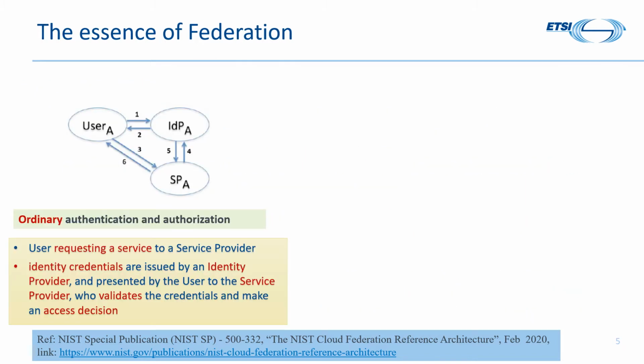But what is the essence of a federation? Essentially, in a traditional domain, a user requesting a service to a service provider needs to comply with ordinary authentication and authorization. Then some formal identity credentials are issued by an identity provider, and the user is presenting them to the service provider, who validates them and makes an access decision to either honor or decline the service request based on the validity of the credentials.